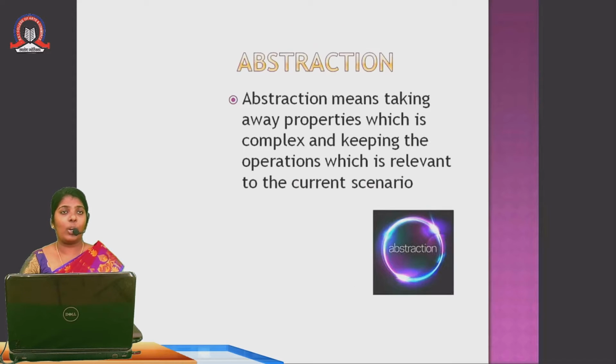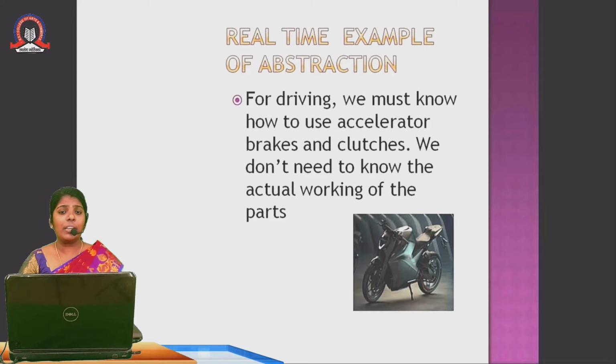Next, we are going to see abstraction. Abstraction means taking away properties which are complex and keeping the operations which are relevant to the current scenario. For example, you can see a real-time example of abstraction. We know driving. Okay, we know how to use accelerator, brake, clutch. We don't know how it is working. We don't know the actual working of the parts.